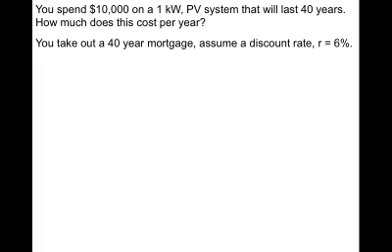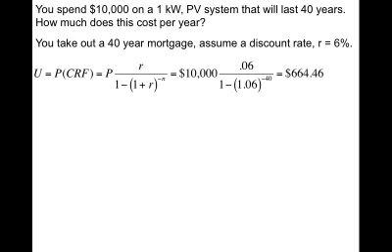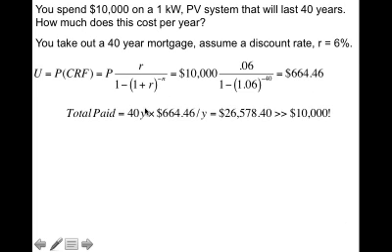So you're going to take out a 40-year mortgage because it's over this 40 years that you will generate electricity with your investment. And you get an interest rate of 6%, you find that you have to pay $664 each year. Times 40 years, this is $26,000, which is way more than the present value. So why would you ever do this? Well, it's because you need that $10,000 now. You don't need it distributed over a period of 40 years.